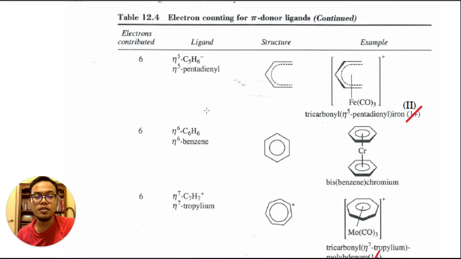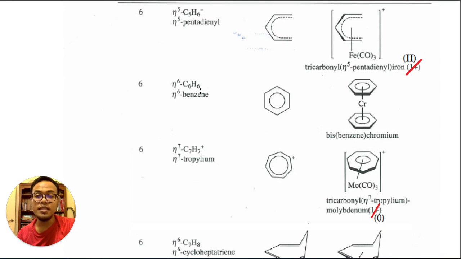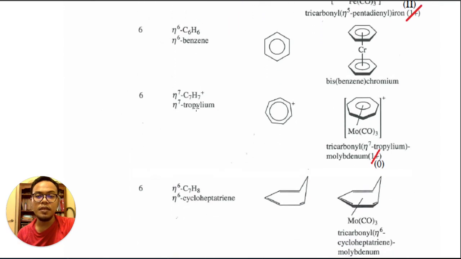Moving on to the next ligand, we have pentahapto pentadienyl. All five involved, 1, 2, 3, 4, 5. Two double bonds, and then we have one alkyl group. It's going to give you 6 electrons. Next, we have benzene, 3 double bonds, 6 electrons. Tropylium, all 7 carbons involved with 3 double bonds, so 6 electrons contributed.